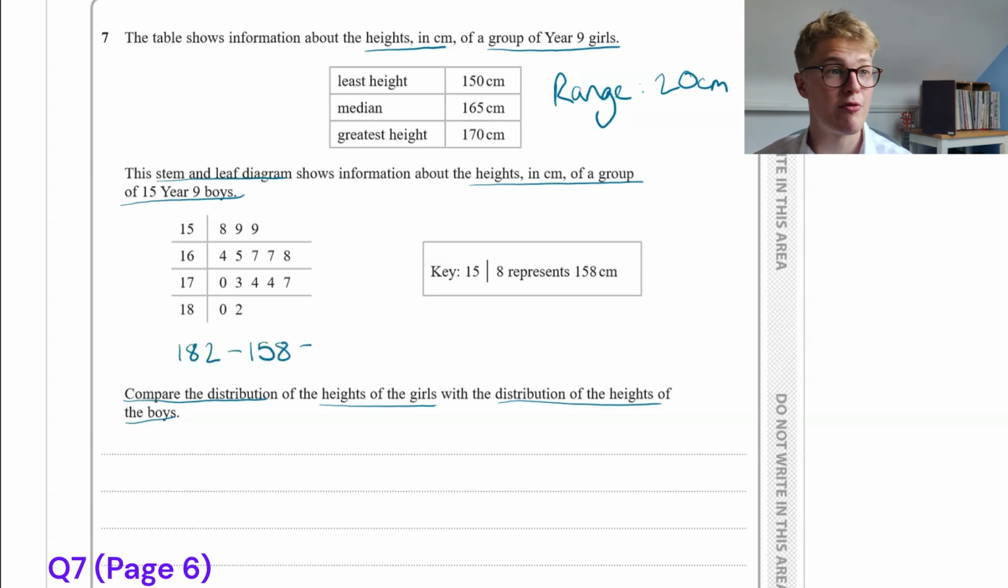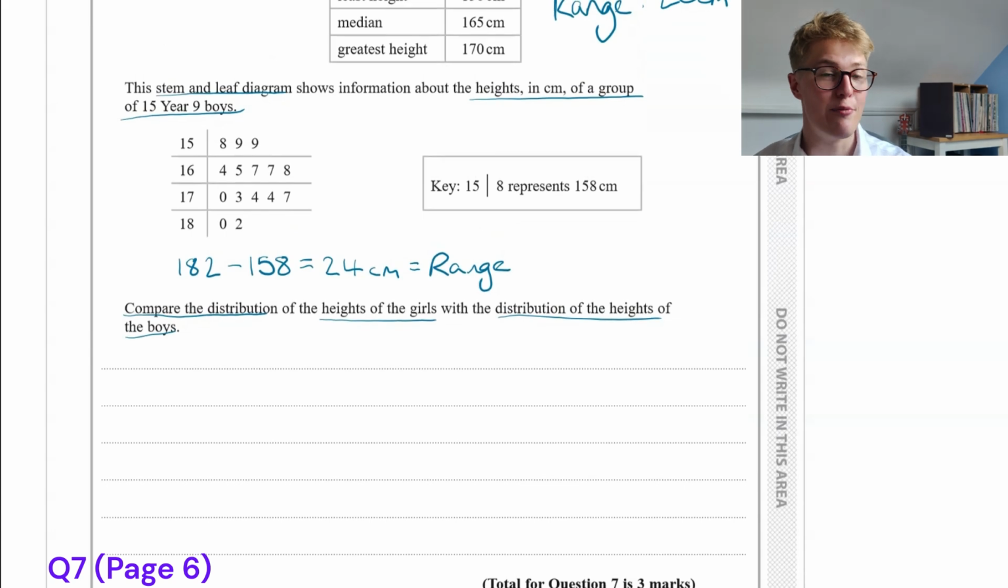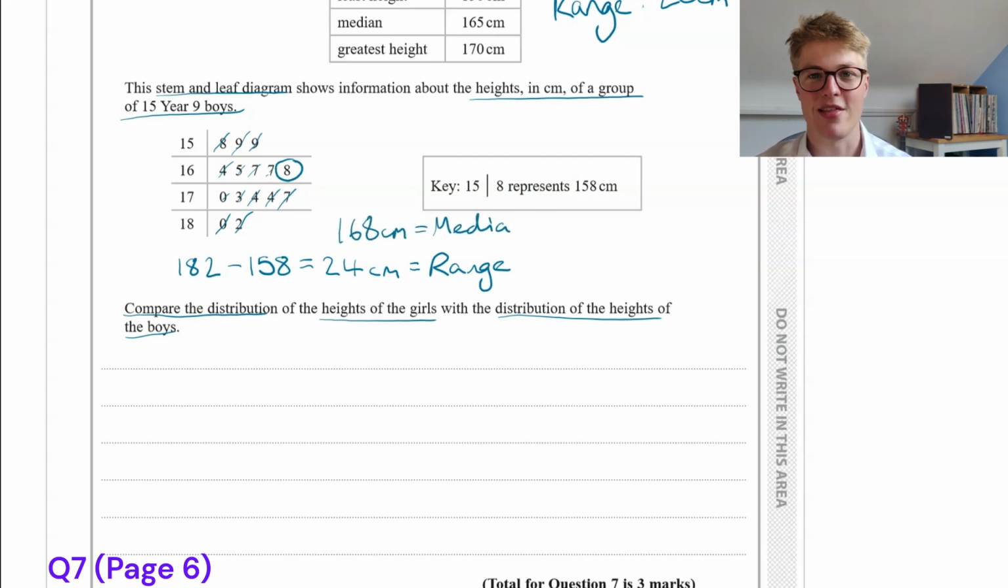And then for the boys we can find the range and we do 182, which is the largest value, minus 158, which is the smallest value, and that gives us 24 centimetres as our range. Then we can find the median, and we can just do this by crossing off each term until we end up in the middle, which is 168 centimetres as our median.